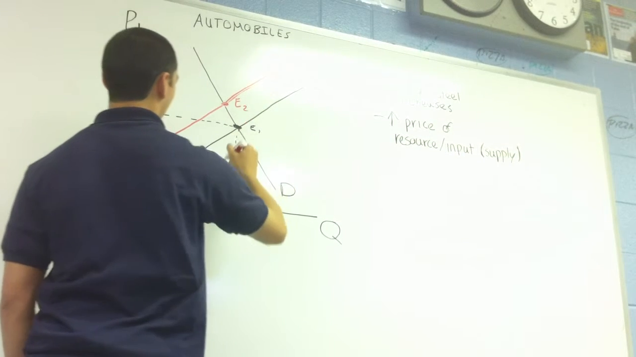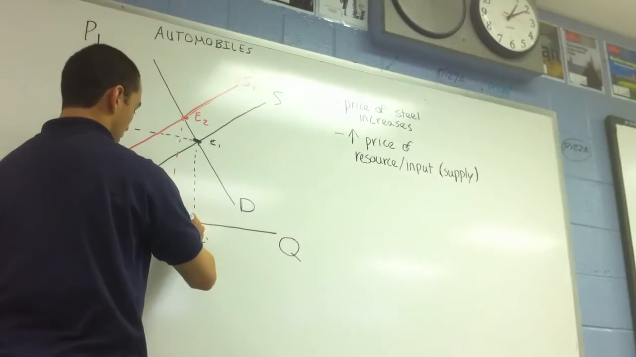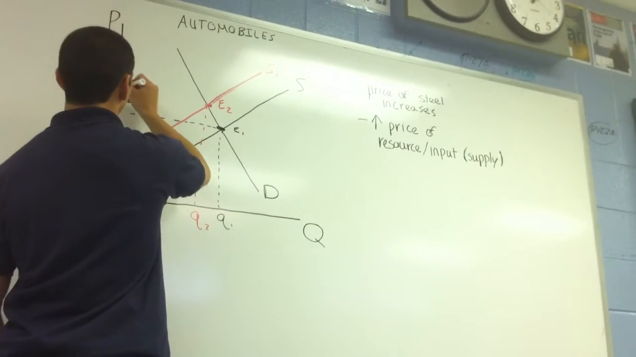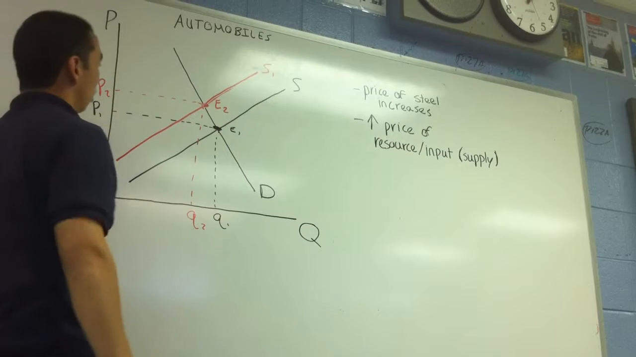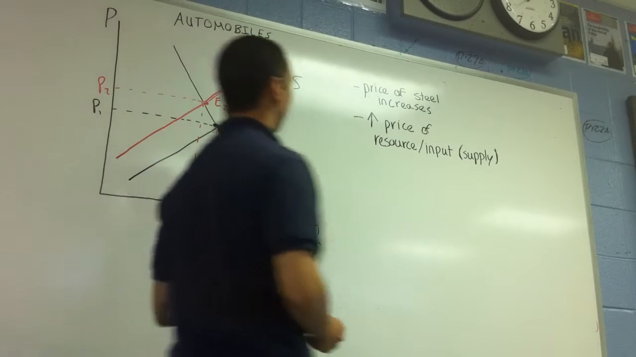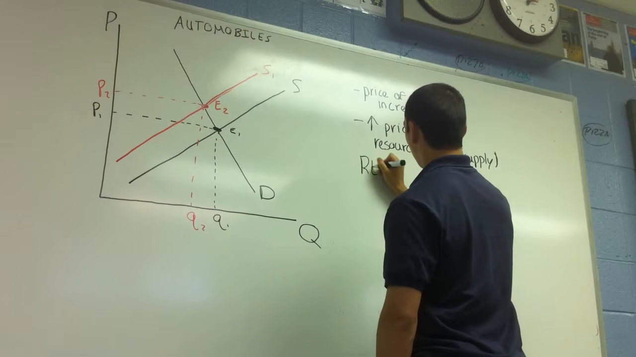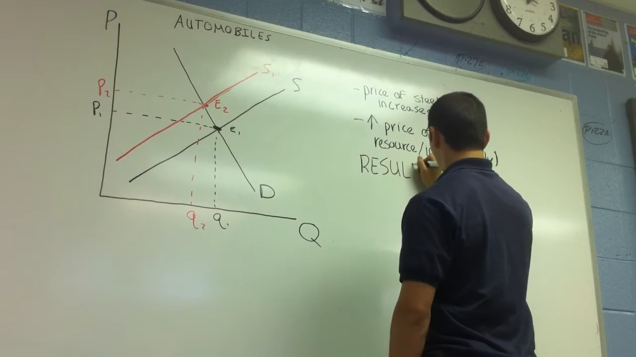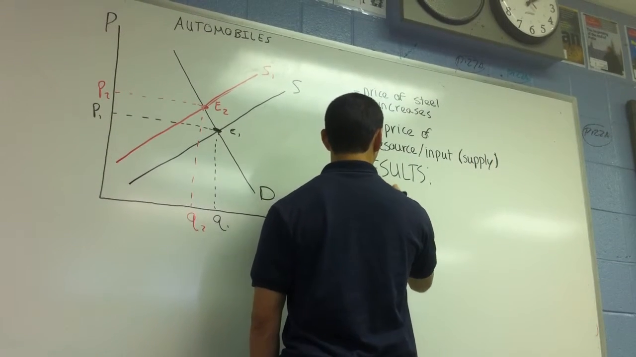So what happened now? Let's draw our dotted lines into our new equilibrium. Label them Q2 and P2. So at Q2, P2, right? Well, obviously here the price in the market went up from P1 up to P2, and quantity bought and sold went down. So we're going to record our results on the right hand side. We're going to write down results. We're going to do this quickly because we're running out of time on the video. Now we're simply going to write down price up, quantity down.